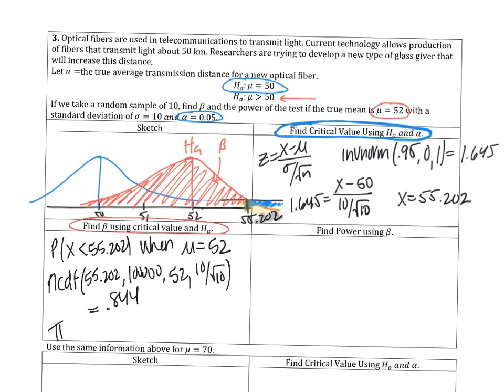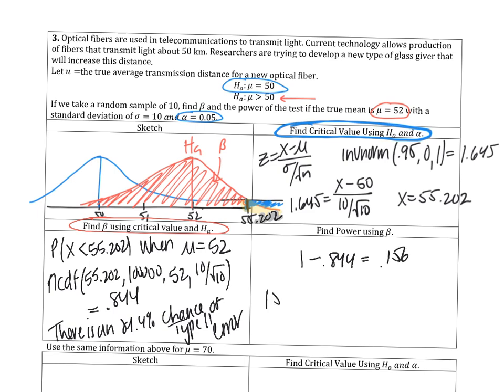So there is an 84.4% chance of type 2 error. 1 minus 0.844 is 0.156. There's a 15.6% chance of making a correct decision, of choosing the alternate when it's true.